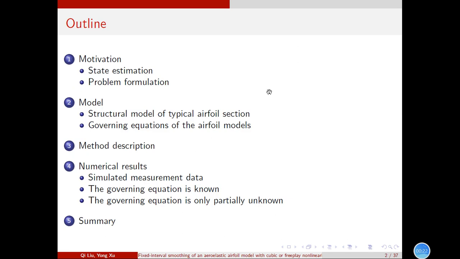My report will be shown in the following five parts. The first part will give the background and motivations of this study. And then, the model and the method description will be briefly given. Subsequently, some simulation results will be presented to test the applicability of the introduced algorithm on the aeroelastic airfoil model. Finally, the main conclusions of this work are summarized.